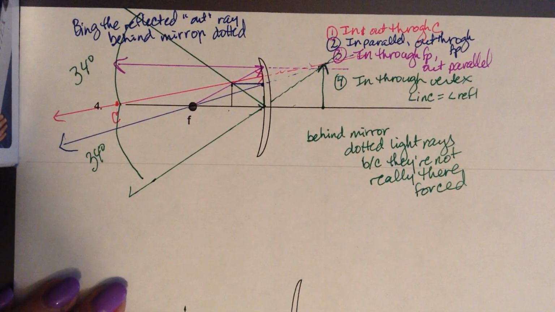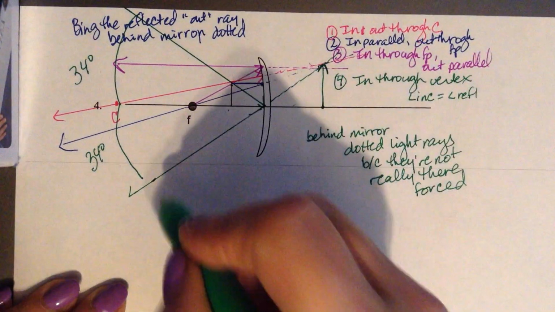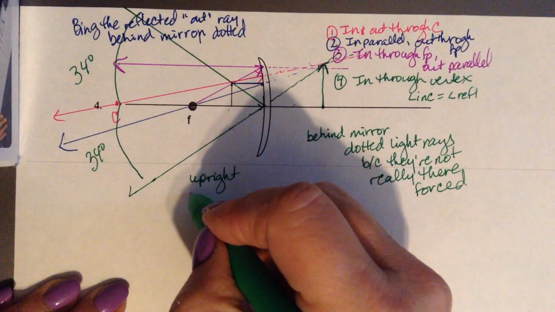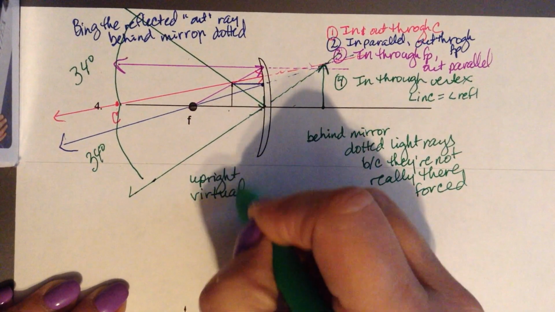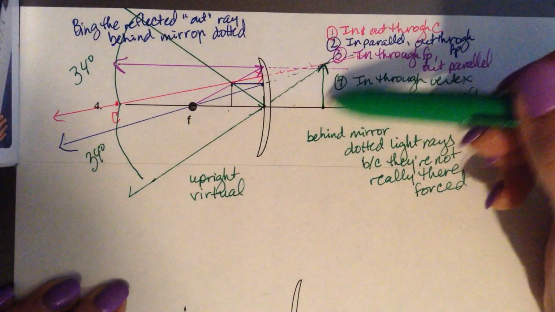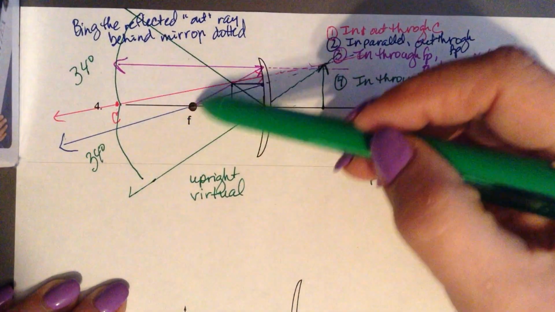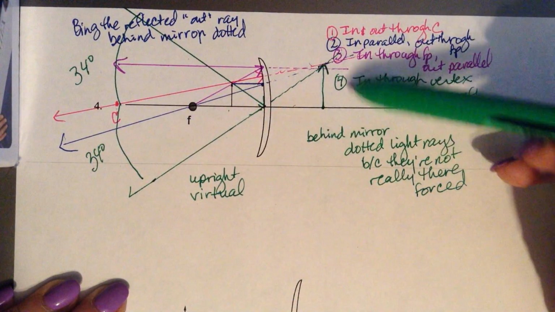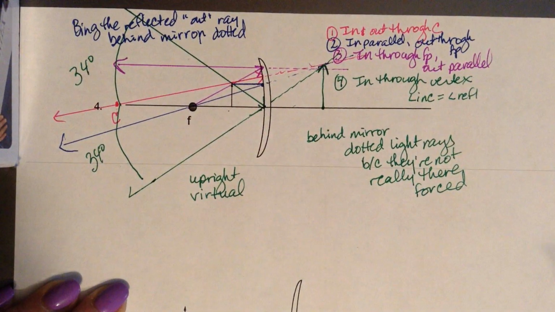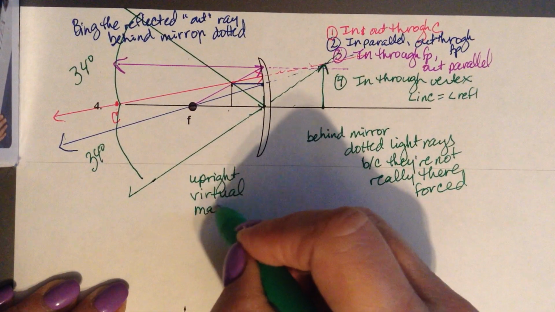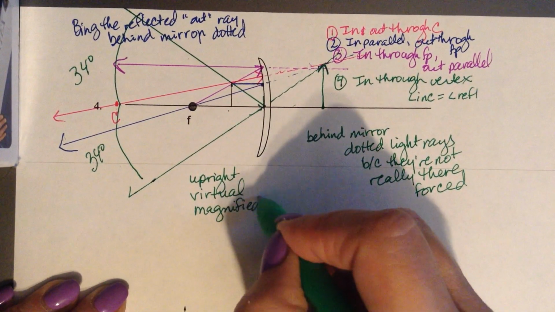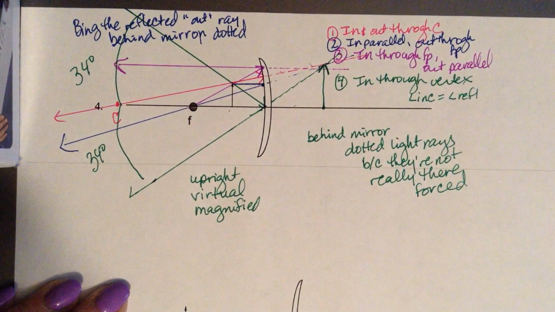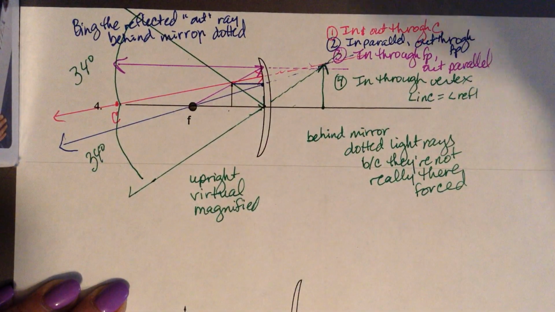Okay, so how do we describe this image? It's upright. And since it's upright, it is virtual, because remember, virtual and upright go together. Plus, it's in the mirror. Okay, a real image, here's where we would put the screen. But this is in the mirror. A virtual image is in the mirror. And it is also magnified. Because if we look at the length of this arrow and the length of this arrow, this one's sizably bigger. 2 more to go. You're getting it.